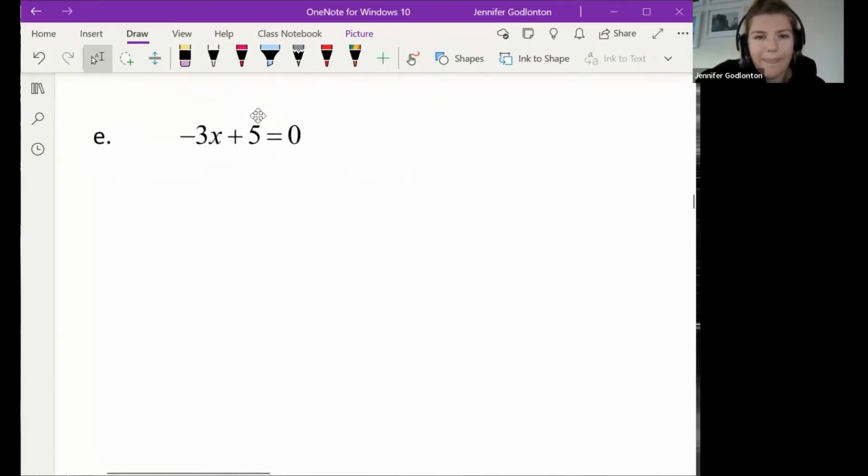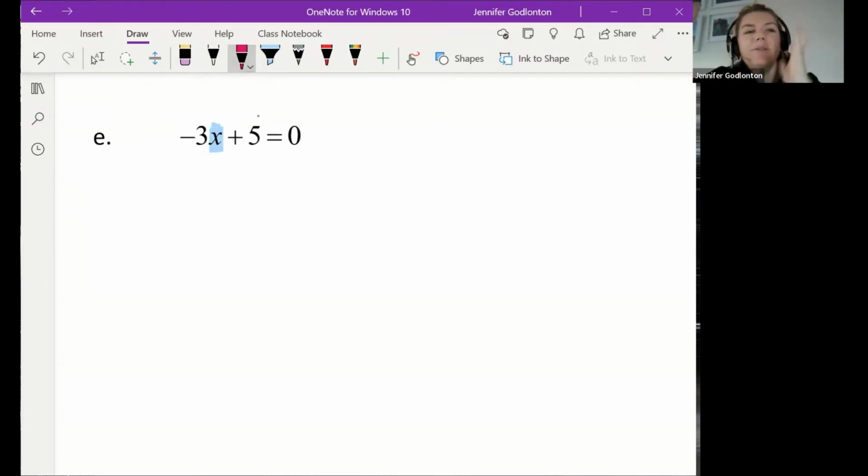Cool. Okay, now we're going to combine some of those things together. All right. This is what we are trying to isolate. We're trying to get that x to be alone. All right. What is the first thing that I'm going to want to do in this equation?